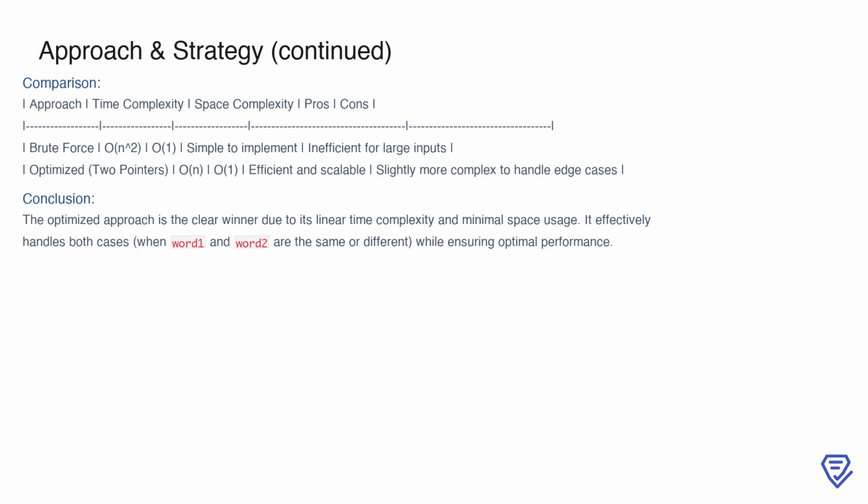The optimized method does require additional checks, particularly for edge cases, such as when word 1 and word 2 are the same, but these are minor complexities in exchange for the significant performance benefits. Ultimately, the optimized approach stands out as the best solution, providing a robust and efficient way to solve the problem.